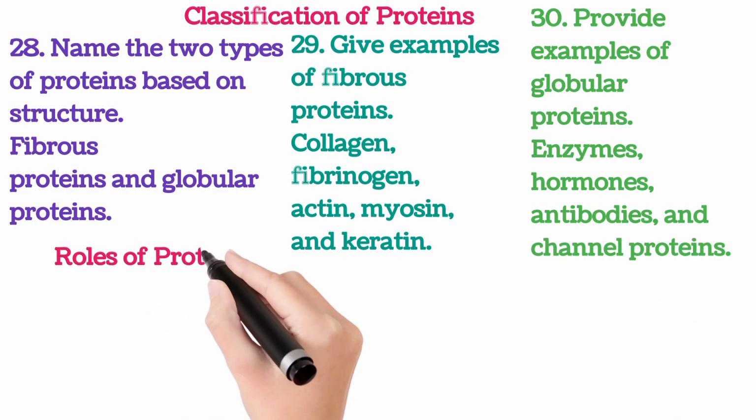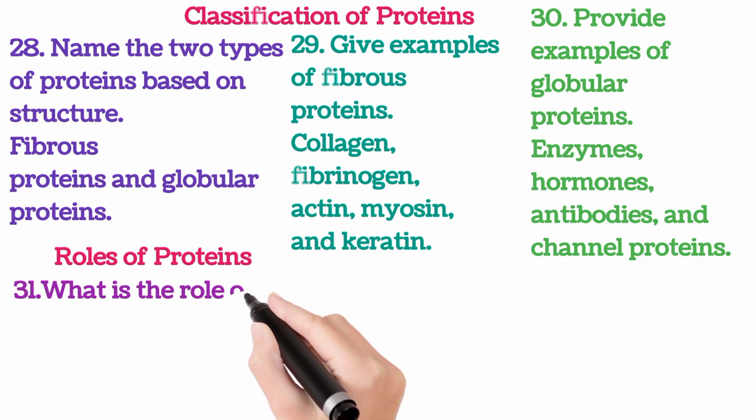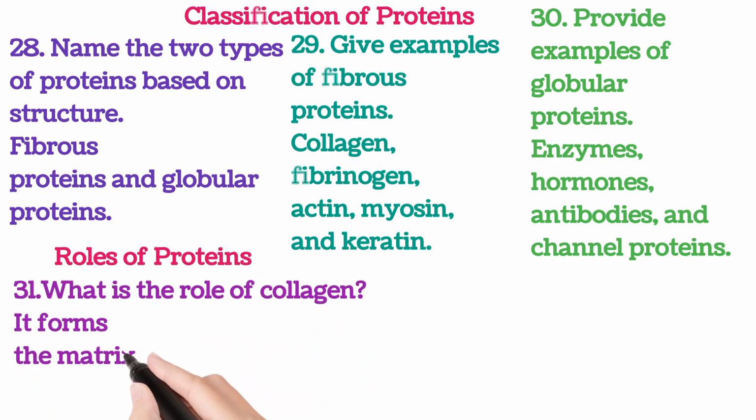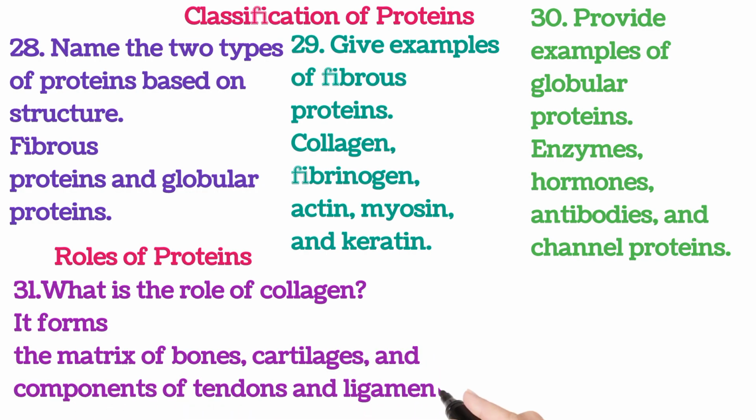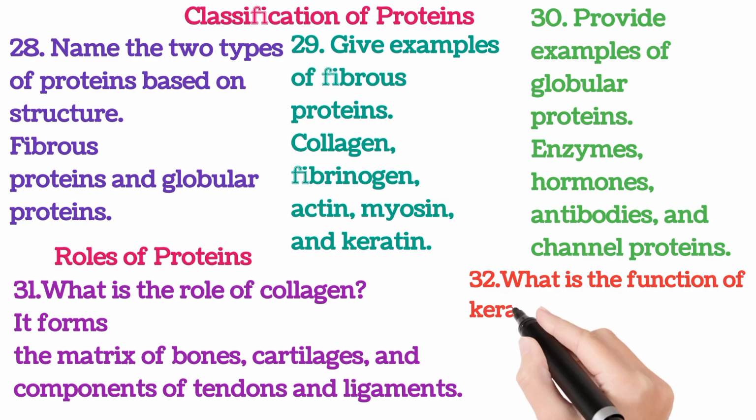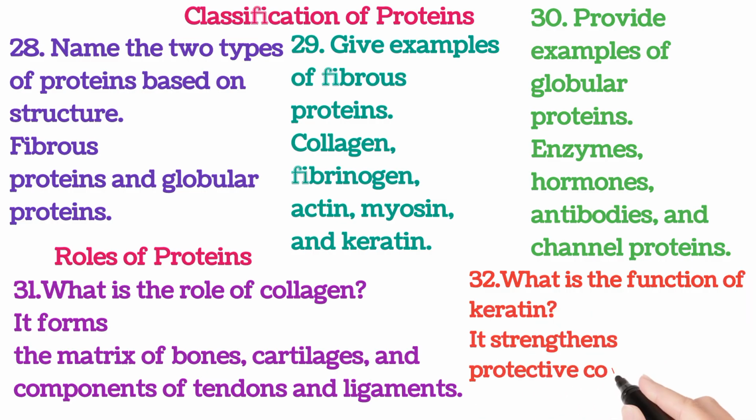Roles of proteins. 31. What is the role of collagen? It forms the matrix of bones, cartilages, and components of tendons and ligaments. 32. What is the function of keratin? It strengthens protective coverings like hair and nails.